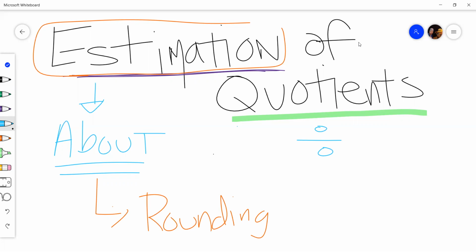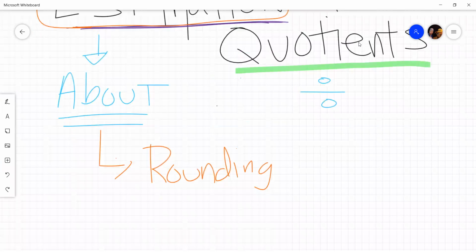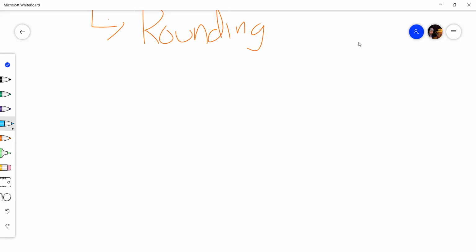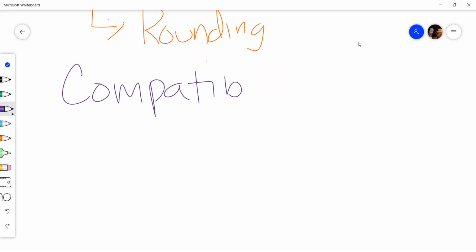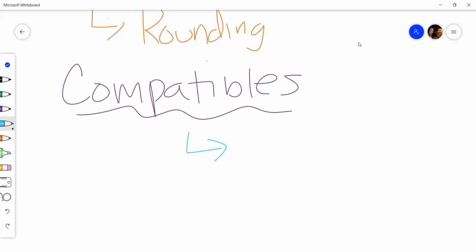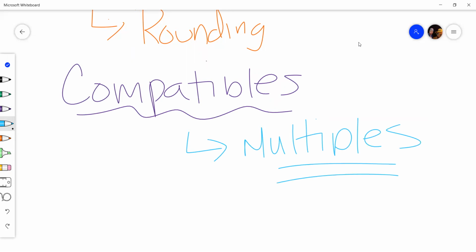So today we're only going to look at the estimation. And this one is a little different than what we've done in the past with estimation. We're going to do so with the idea of compatible numbers. Compatible numbers are numbers that work together, like they make sense together. And you'll see what this means, because if we focus around the idea of multiples, or what we know about multiplication, that's going to help us find these compatible numbers to round.